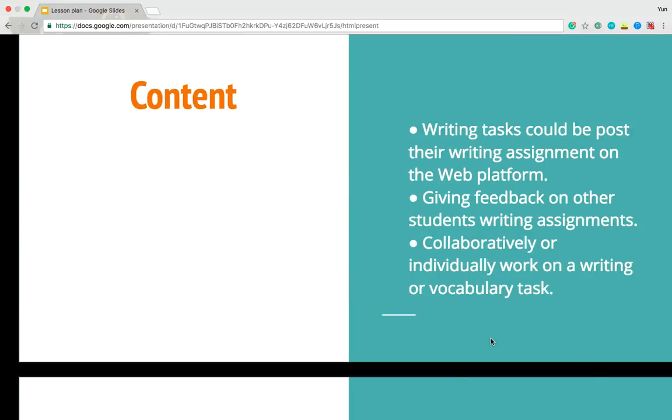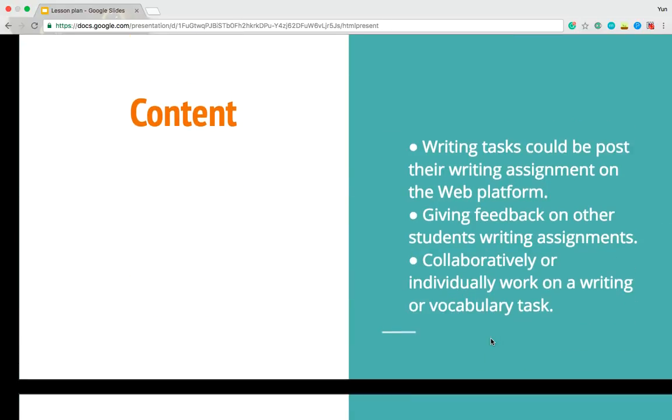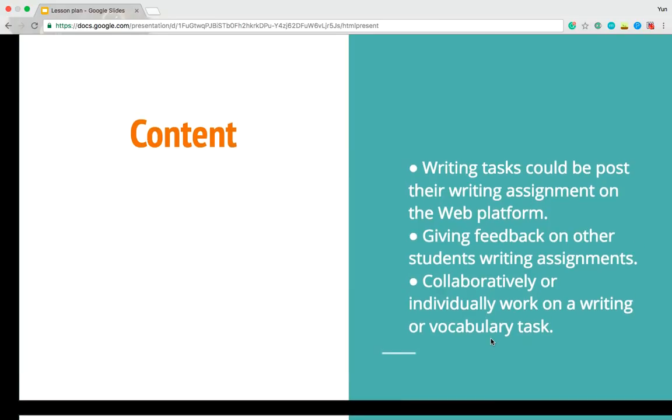So here comes content. In order to finish all those tasks, this requires critical thinking skills, communication skills, and collaboration skills, such as how to distribute their work in a collaborative group.